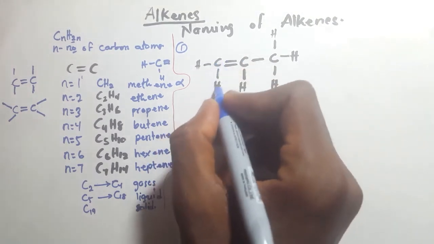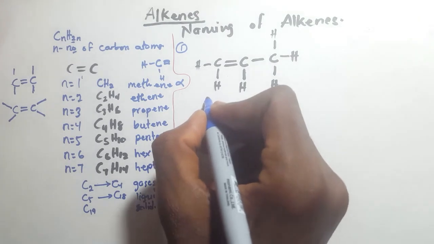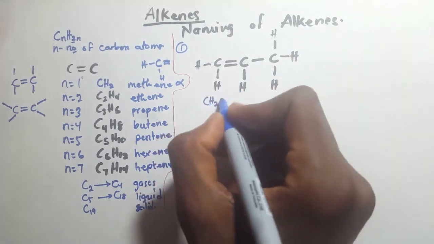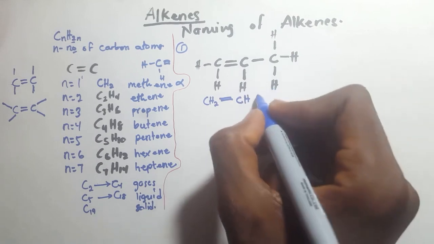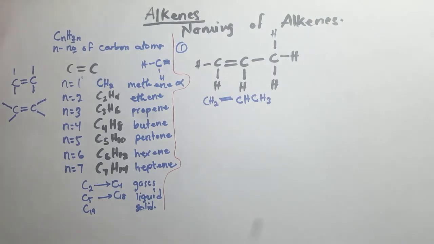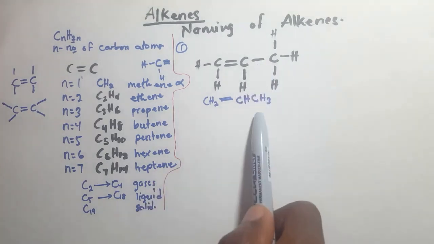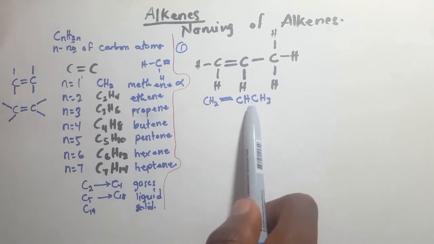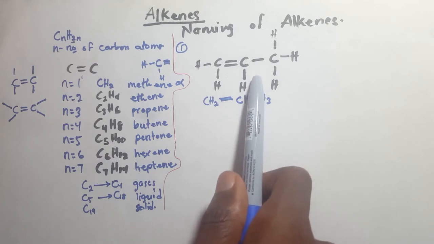Now this C has 2 H atoms around it, so it's going to be CH2. Then you have a double bond here, then CH, then CH3. This is called a molecular formula. Sometimes instead of drawing this one, this will be drawn for you, and this applies to alkenes. Yes. So how do you name this?